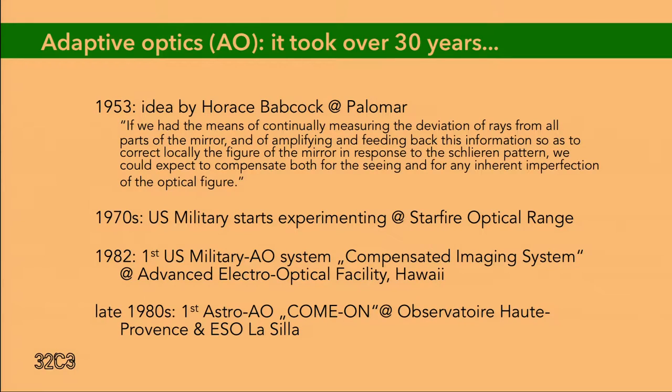In the 1970s, the US military started to experiment on that. Well, I guess the Russians too, but it's known that the US started at Starfire Optical Range. In 1982, they built the first AO system, adaptive optics system, the compensated imaging system, on Hawaii, and in the late 80s, the first astronomical adaptive optics systems, called COME-ON, as it was called, were installed at the Observatoire de Haute-Provence and at ESO in La Silla, that's the European Southern Observatory.